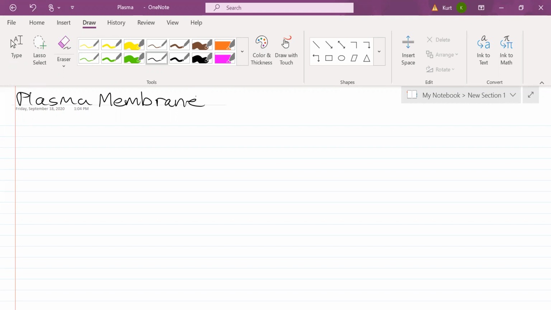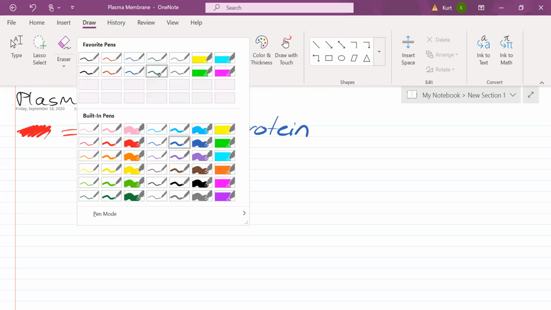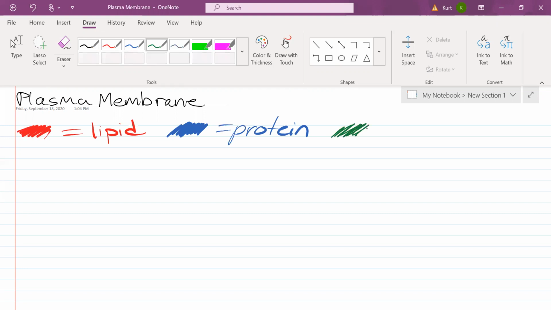Your plasma membrane is going to look like this. So we're going to do a little arts and crafts, some drawing up here. We're going to label everything, but before I do that, everything today that I color in red is going to be considered a lipid. Everything that I color in blue is going to be a protein. And everything that I color in green is going to be a carbohydrate. The plasma membrane is made up of these three macromolecules.